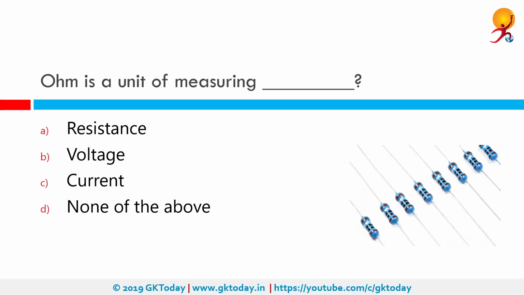Ohm is a unit of measuring what? The correct answer is resistance. Ohm is defined as an electrical resistance between 2 points of a conductor when a constant potential difference of 1 volt applied to these points produces in the conductor a current of 1 ampere. The conductor not being the seat of any electromotive force.